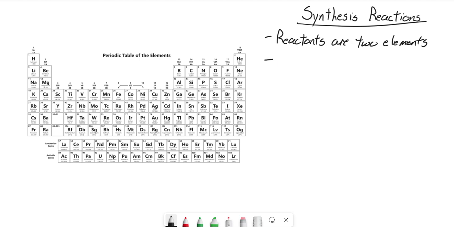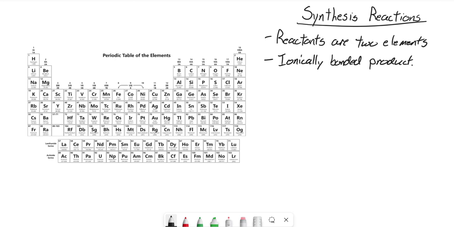Now, the neat thing here is that we can always predict what the products of a synthesis reaction are going to be because they're always going to follow a similar pattern. Your reactants are always going to be two elements. The product, single product, is always going to be ionically bonded. Meaning, what we're going to have to do to correctly write the formula for our product is recognize the charges of the ions that are going to be going together to make it in the first place.